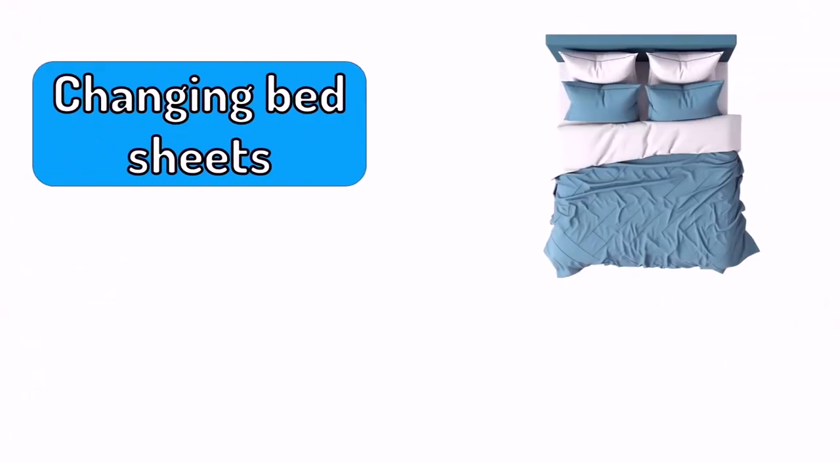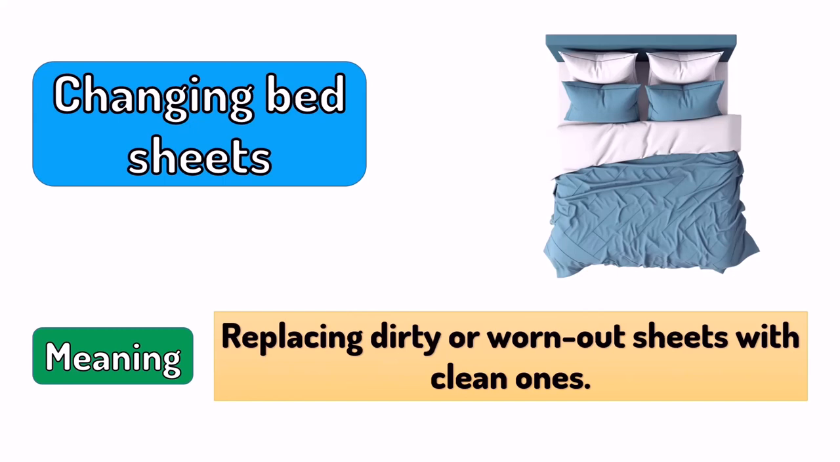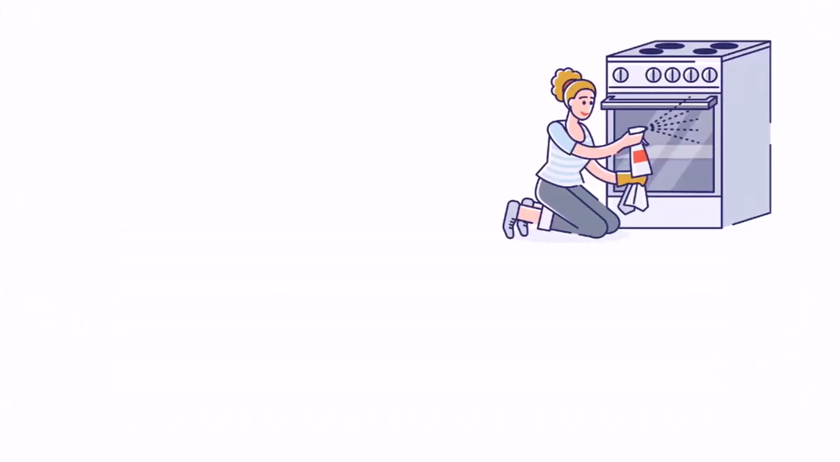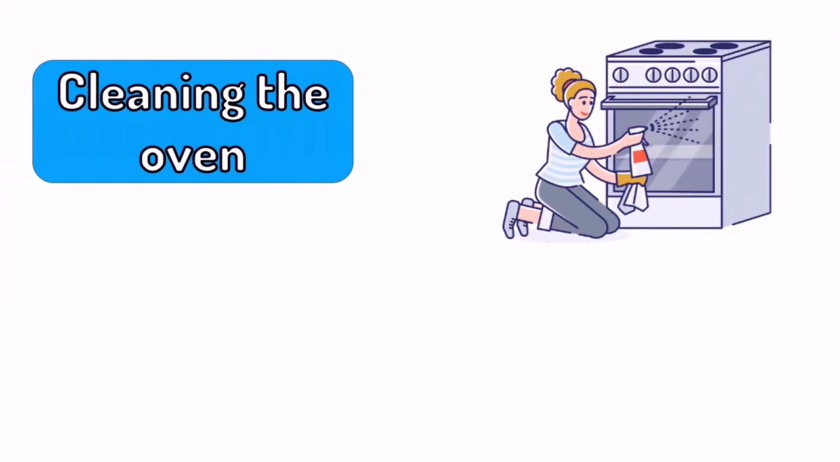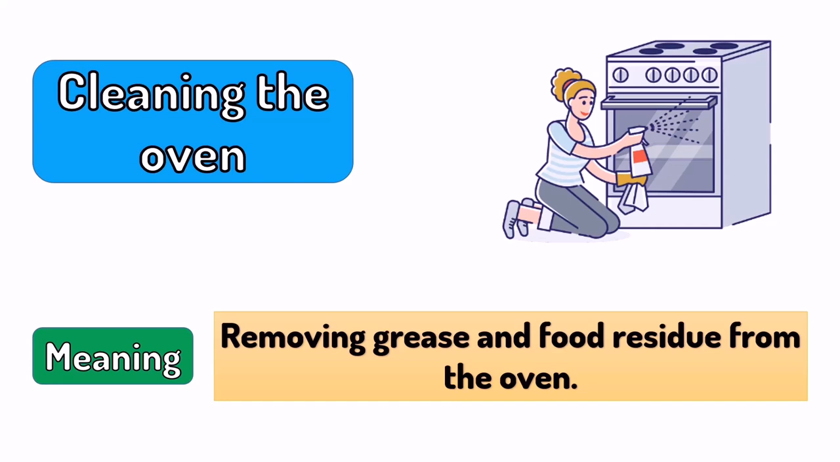Changing bed sheets. Changing bed sheets means replacing dirty or worn-out sheets with clean ones. Cleaning the oven. Cleaning the oven means removing grease and food residue from the oven.